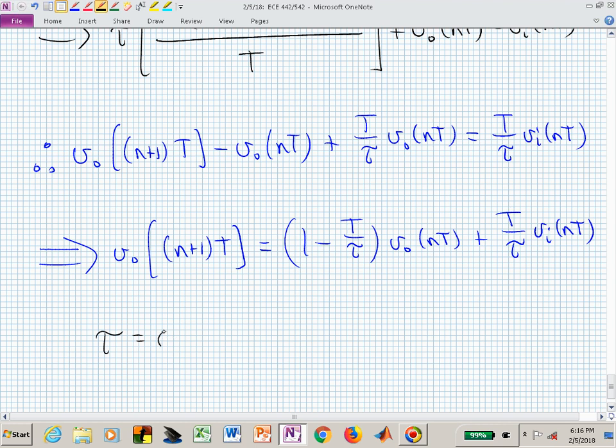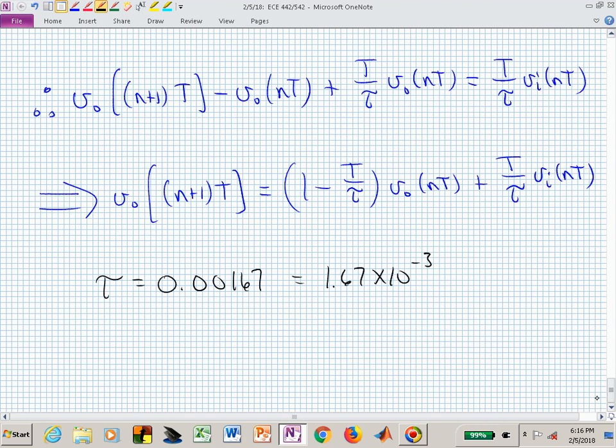Tau, if we remember, was based on the bandwidth of our low-pass filter. That was 0.00167, or 1.67 times 10 to the minus 3. And capital T was 0.333 times 10 to the minus 3.